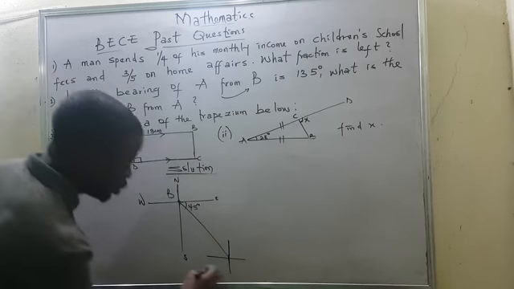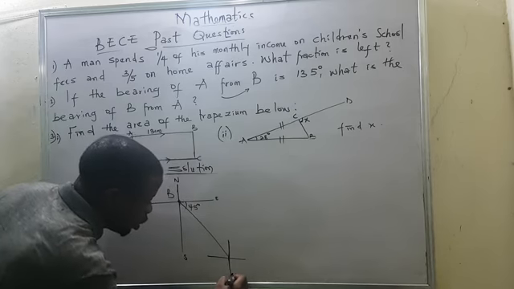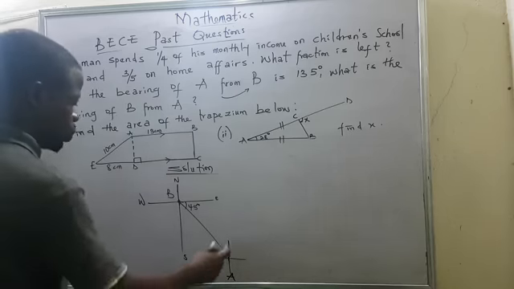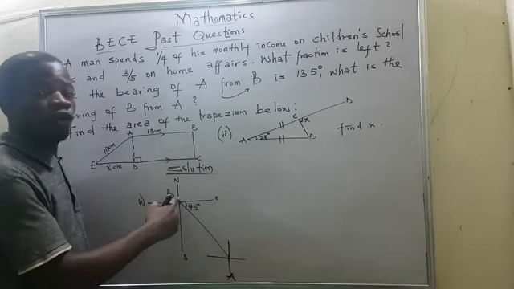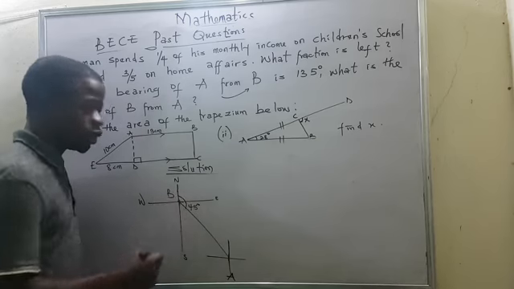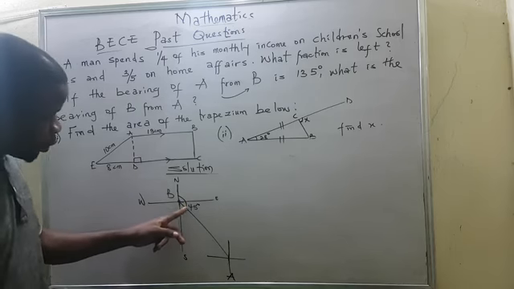Another cardinal point is there. So this place will be point A. Since the bearing of A from B is 135, from here to here is 135. Only this small angle here is 45.